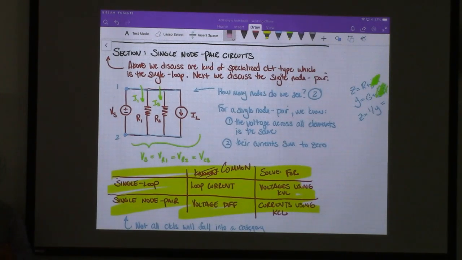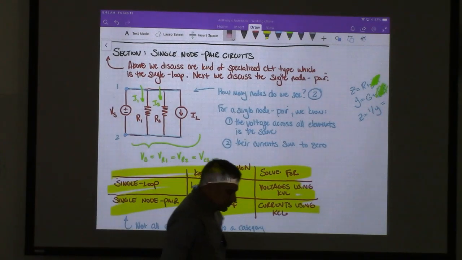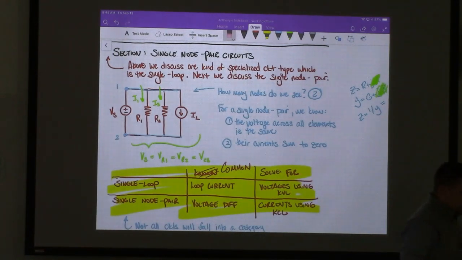Does everybody understand the basis behind the single node pair? Yes. Not exactly. Okay, yes? So just making sure I understand. Go for it. So it's basically due to the specific situations that single loop and single node pairs create, you have the fact that current is conserved over resistors, and then you have voltage being conserved over branching points. So because of that, you're using current and voltage respectively for your point?